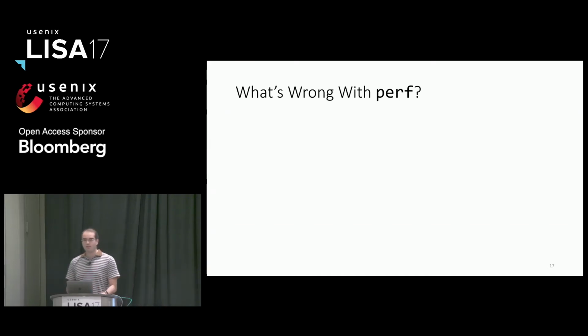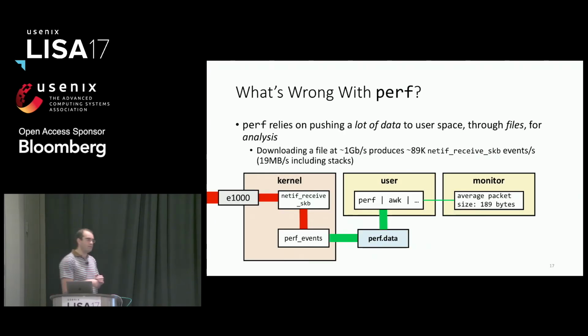So the main thing that's wrong with perf, for our purposes here, is that the workflow of using perf usually relies on pushing lots of data to a file for post-processing in user space. You can't process the results as they occur right at the source. You have to buffer them somewhere, usually in a file, and then run a bunch of tools that would post-process that information and generate some kind of visualization, flame graph, histogram, whatever you're interested in.